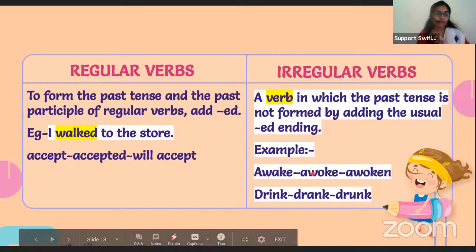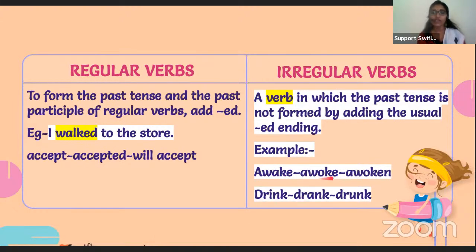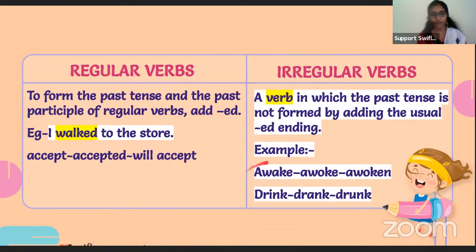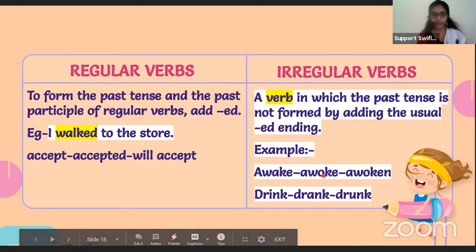For example, we have two examples here. The first one is awake. In the past tense, we change the irregular verb to awoke, and awoken in the V3 form. This is called the V1 form. Awake is V1, awoke is V2, and awoken is the V3 form. Present, past, and past participle. And now we have another example: drink, drank, and drunk.